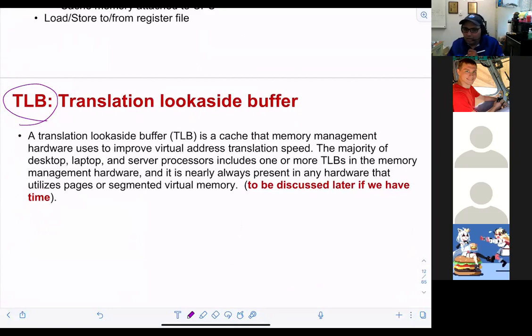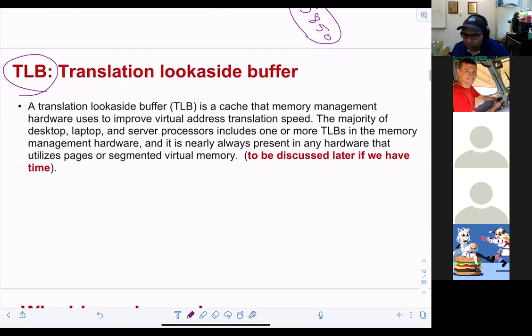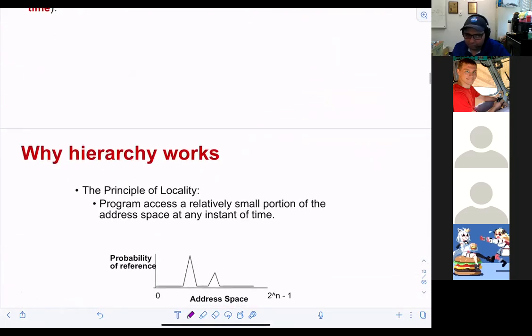TLB. I'm not gonna go too much on it, but this can be covered in a course I teach. It's called 5850, computer organization. That's actually for the master's degree. But in general, what is TLB? It's like a buffer. The buffer acts like a cache, but it's not a cache. Something inside the memory, acting like a cache. And that will help you with the virtual memory. We'll talk about it later if we have time.